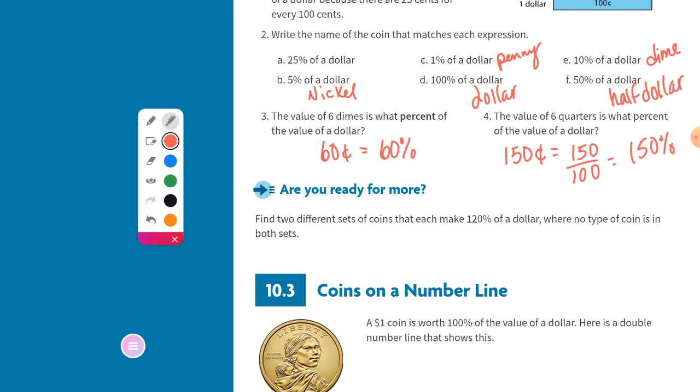Wait, like if they added up? So how many coins is that? It doesn't matter. You're finding 2 sets of coins that would represent 120% of $1. Sorry, where no type of coin is in both sets. But we can use the coin as many times as we want in one set. Yes. So like if you use quarters in set 1, you can't use quarters in set 2. Oh, yeah. Like 100 plus.